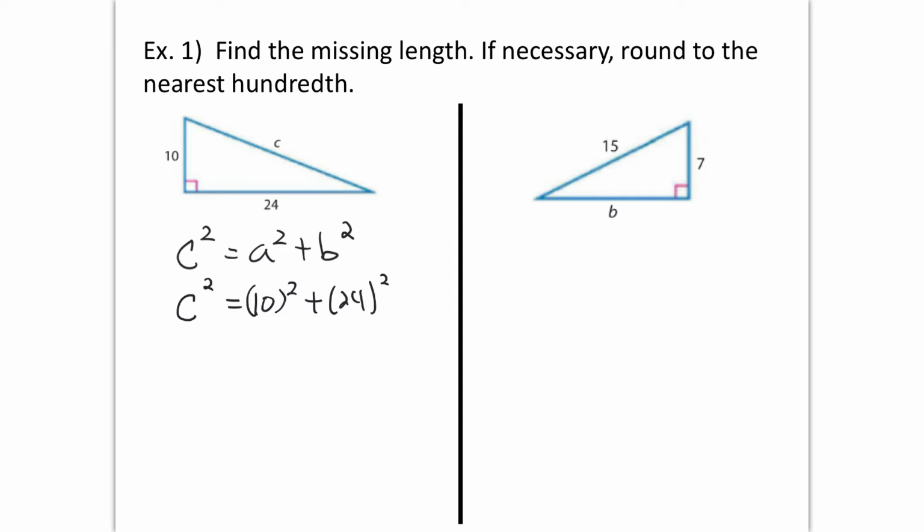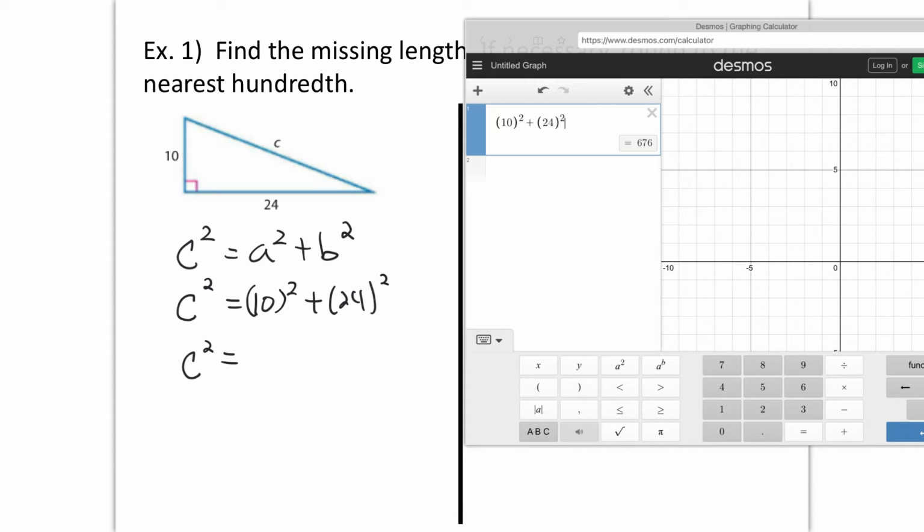So I'm going to use my calculator. I'm going to put C squared equals, and I got decimals already on the screen. So up here where you see the expression, I put parentheses 10 squared plus 24 squared, and we got 676. So I'm going to write that down after the equal sign. C squared equals 676.